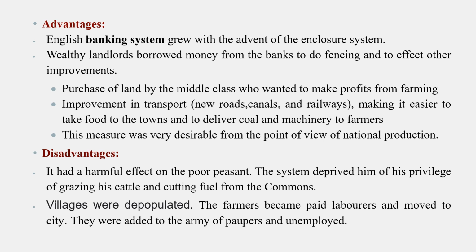And the enclosure system improved transport too. It was made easy to transport agricultural products from one place to another, especially from towns to cities. And this measure was very desirable from the point of view of national production. However, it had a harmful effect on the poor peasants, when they needed to sell their lands.